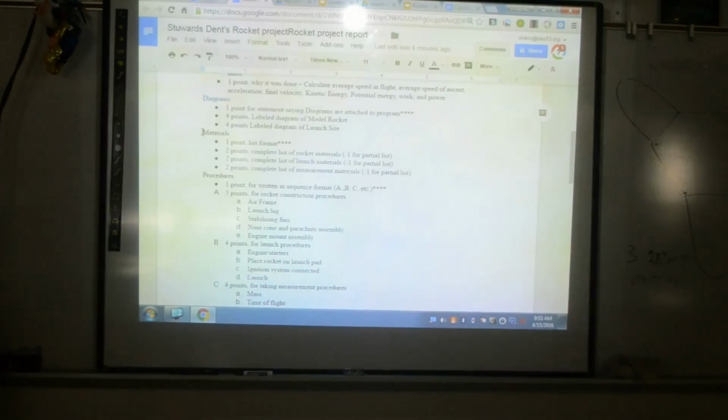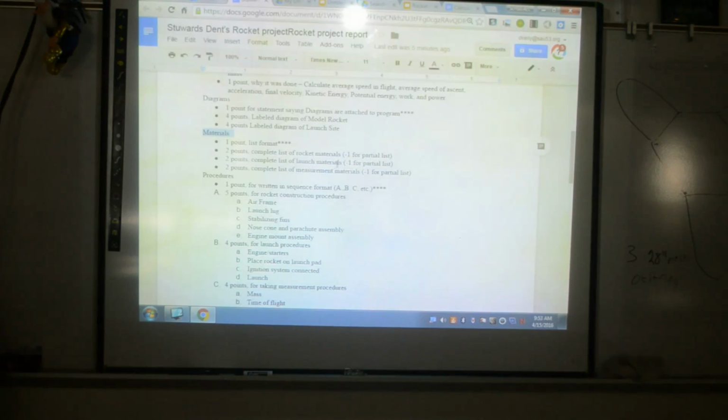Now we move on to the next section, which is the materials. This is just a list. Think of a grocery list. It's not a paragraph, it's not a bunch of sentences, it's just simply a list of parts. Be sure to include all of the parts that you use to make your rocket. Make sure you list all of the parts for the launch. I'll give you the launch because people have trouble remembering that. But basically we had the launch pad, we had the ignition system, we had 2 stopwatches, and we had the height finder.